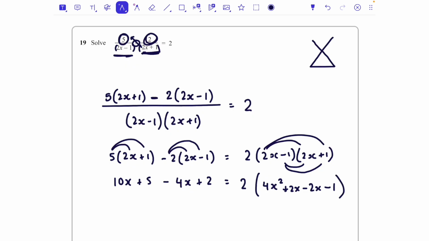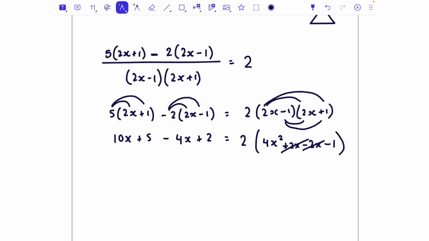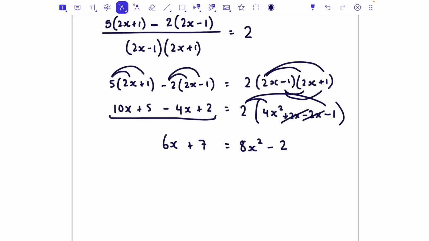Now you might have spotted that as the difference of 2 squares. So what's going to happen there is the plus 2x and the minus 2x are going to cancel out. So on the left hand side, this cancels down to be 6x add 7 equals, and now I'm going to multiply each of the things in the brackets here by 2, so 8x squared minus 2. Again, we have a quadratic and I want this to equal 0. So I'm going to make the left-hand side 0, which means subtracting 6x and subtracting 7 from both sides. 8x squared minus 6x minus 9.